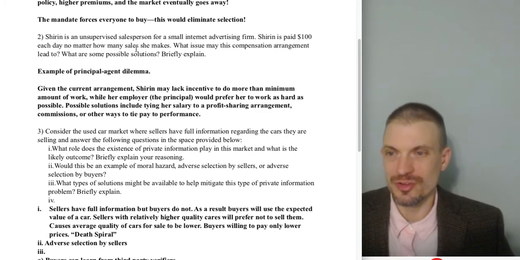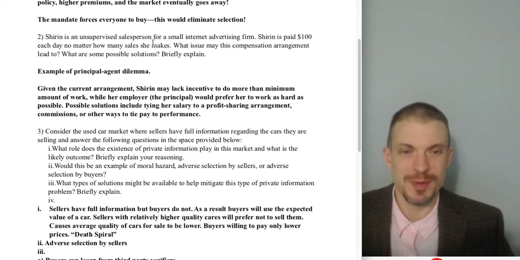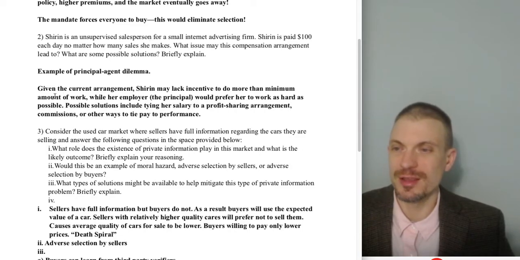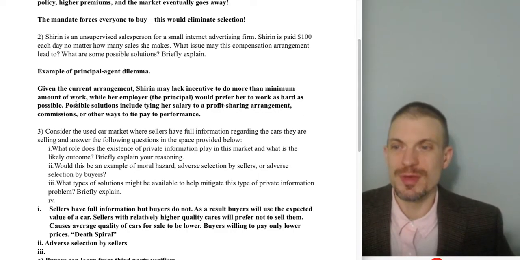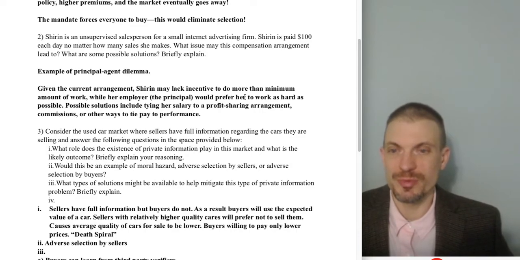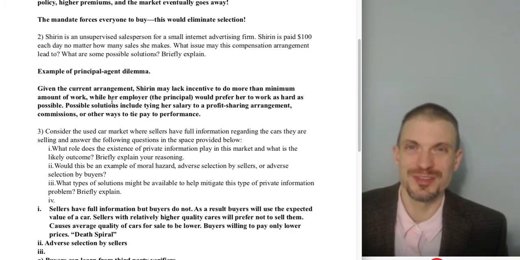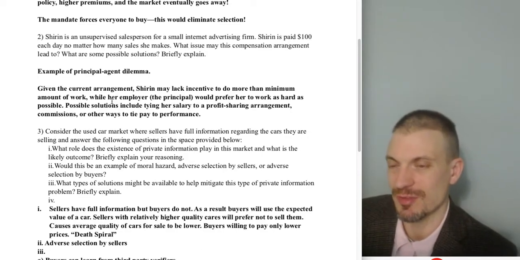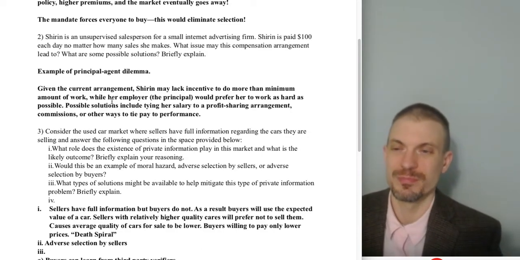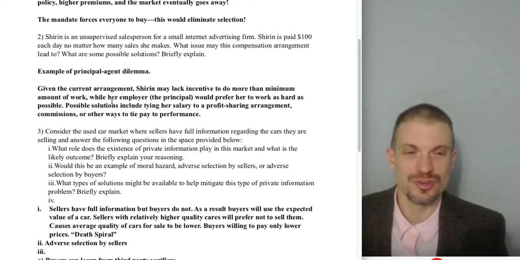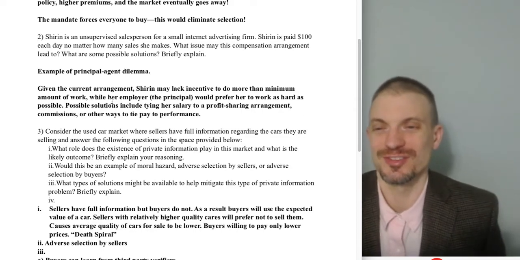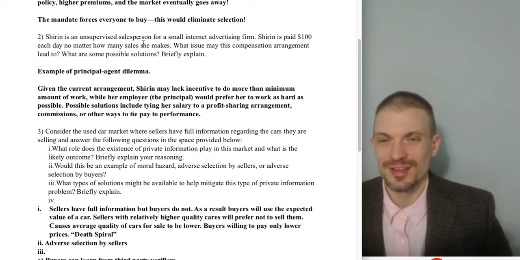Shirin is paid $100 no matter how many sales Shirin makes, just like I was paid an hourly wage no matter how many people came on the ride. This is an example of a principal-agent dilemma. Given the current arrangement, Shirin may lack the incentive to do more than the minimum amount of work. The employer, the principal, might prefer Shirin to work as hard as possible, but Shirin's not going to. Similarly, in the amusement park, my employer would have liked me to work as hard as possible and give as many rides as possible, but it was easy to shirk and to pretend the ride was broken and just sit behind the ride and pretend no one's there and not have to give many rides.